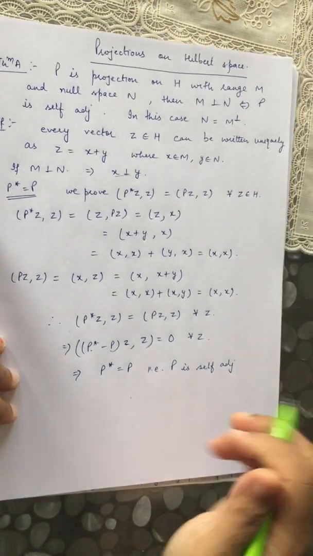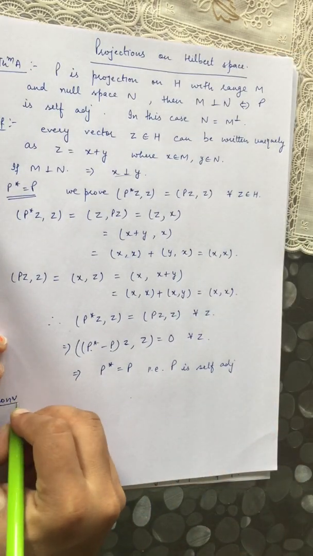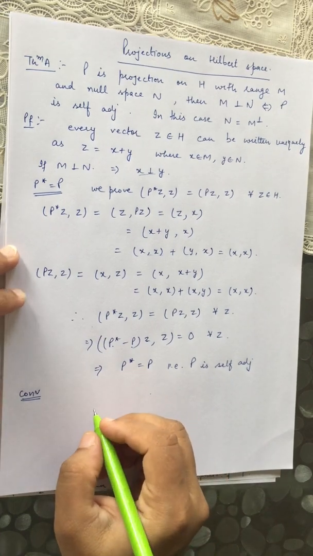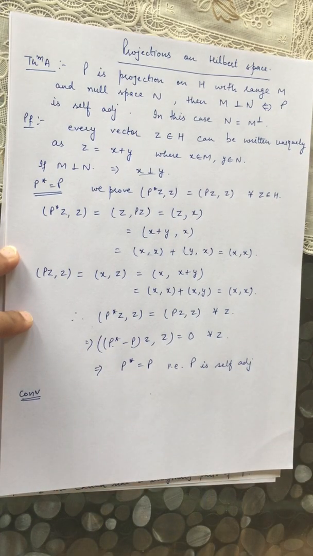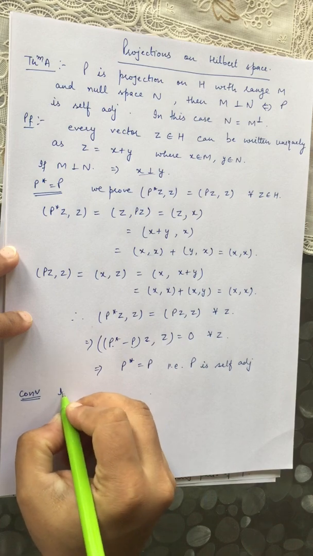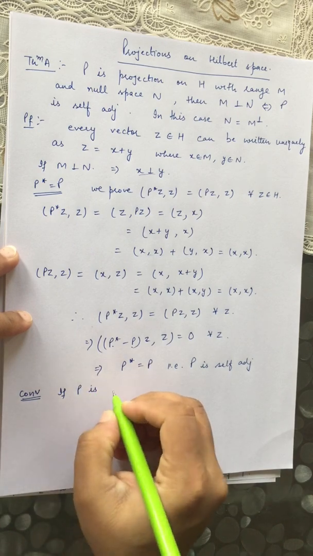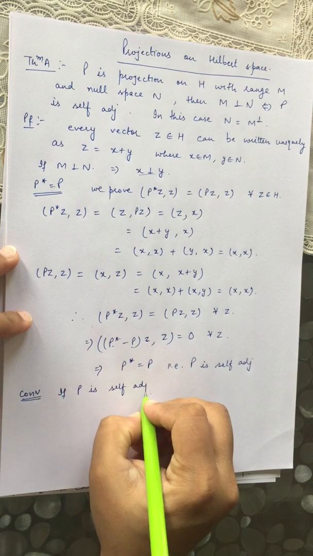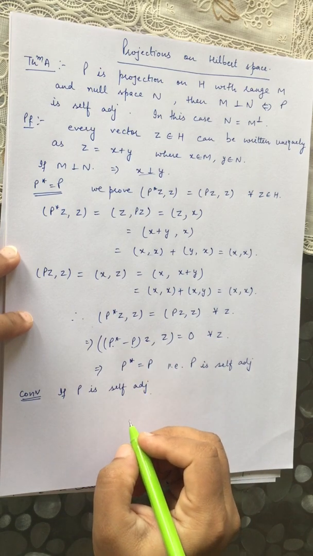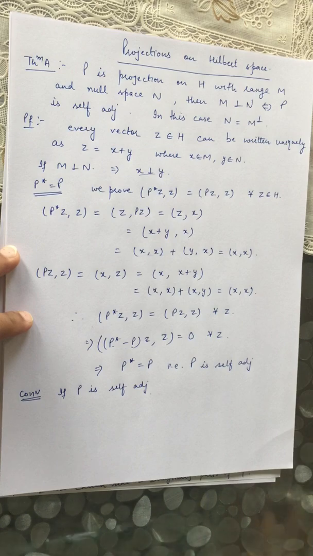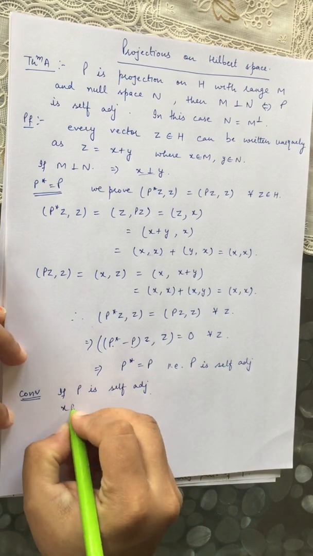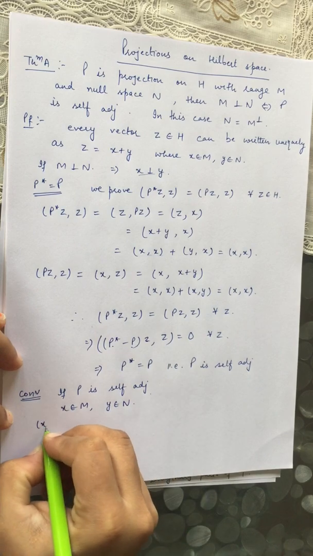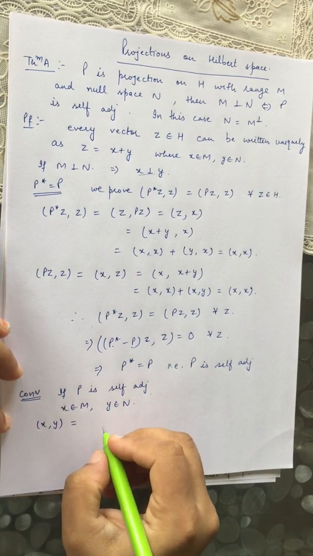So now we will prove the converse part. Conversely, if P is self-adjoint, then we have to prove M is orthogonal to N. That means we have to prove for any x in M and for any y in N, x and y are orthogonal. So let x be any vector in M and y be any vector in N. We want to prove the inner product of x and y is 0.